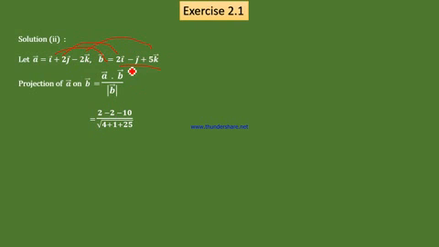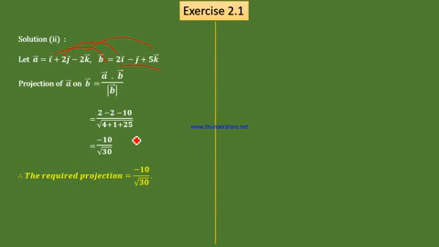Here it is the modulus of B vector. You know the modulus of B vector, right? The square root of the sum of the squares of the components. So square root of 2 square is 4, minus 1 square is 1, 5 square is 25. Next step, solve it: minus 10 by root 30. That is the projection of the given vector. Okay, so the required projection is minus 10 by root 30.